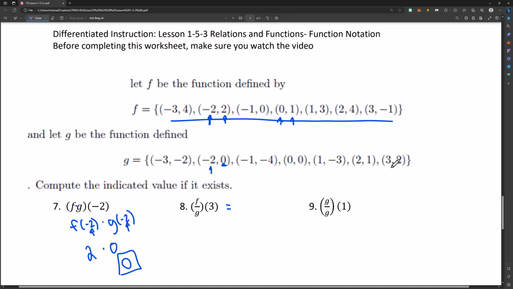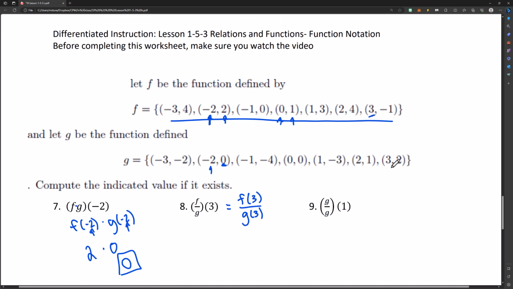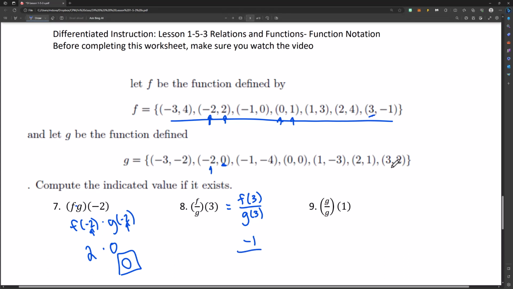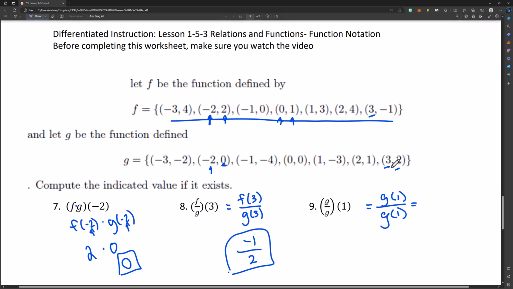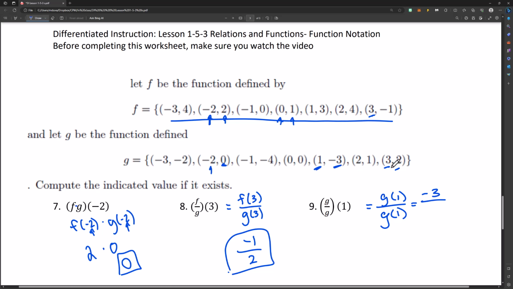For this next one, this is f of 3 over g of 3. If I plug 3 into my f function, I get negative 1. If I plug 3 into my g function, I get positive 2. So my answer is negative 1/2. And this one is g of 1 over g of 1. If I plug in 1 into my g function, I get negative 3. If I plug in 1, I get negative 3, which is going to be 1.